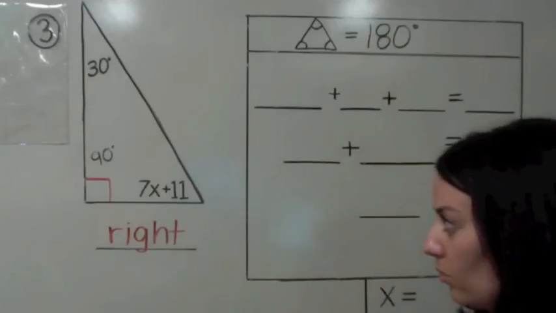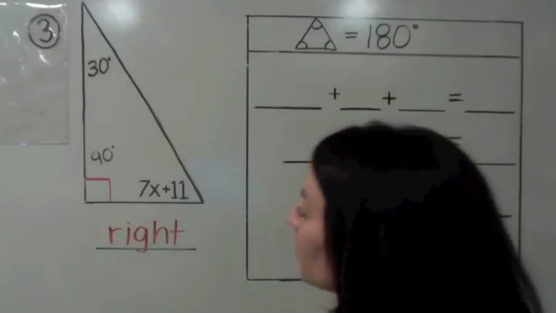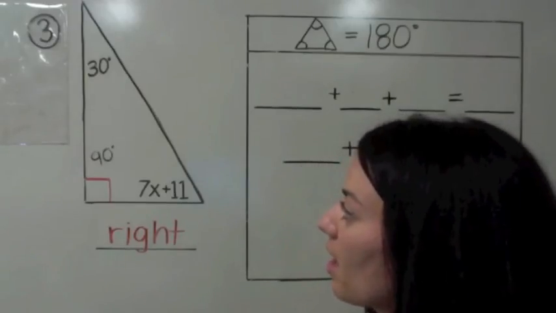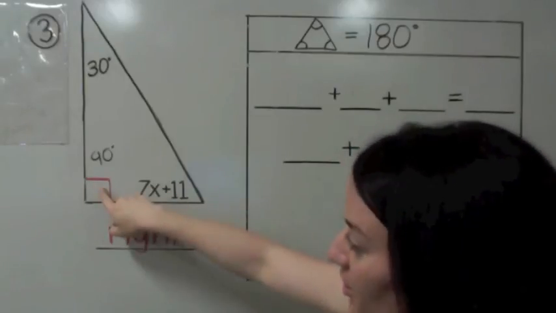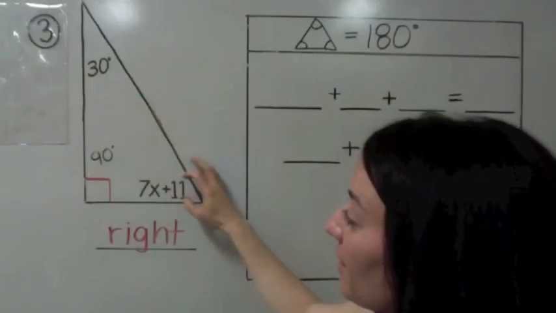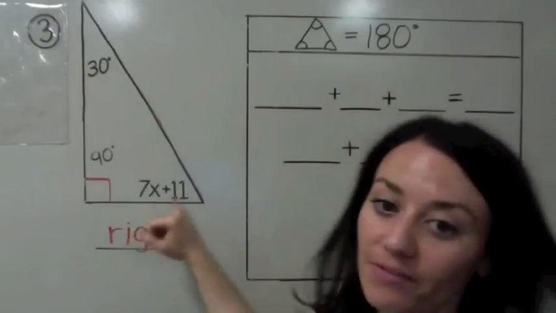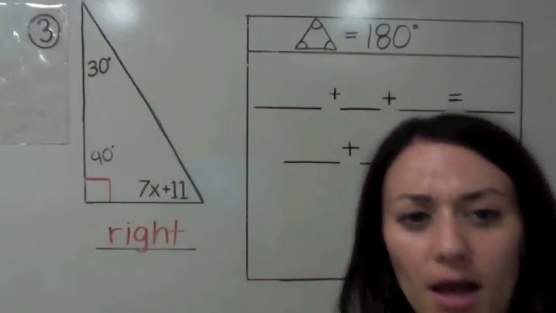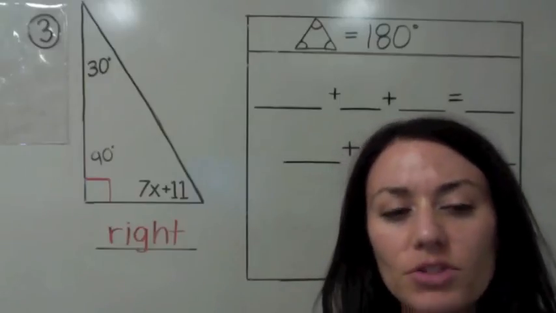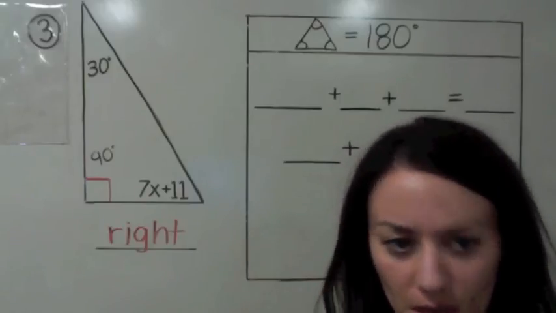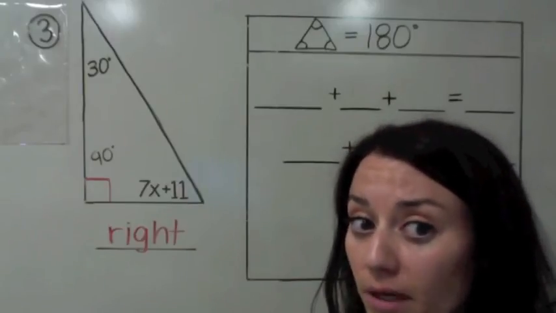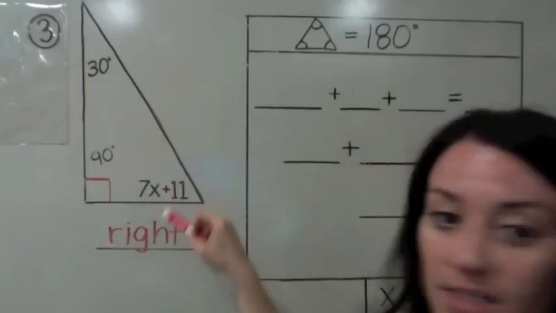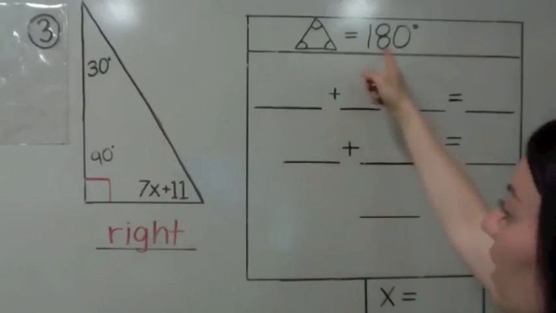Now, we're looking for what x is, and we are given that we have 90 degrees, 30 degrees, and this angle right here is 7x plus 11. So what do we have to do to all 3 of those angles to figure out what x could be? If I add all these together, what are they going to equal? They're going to equal 180.